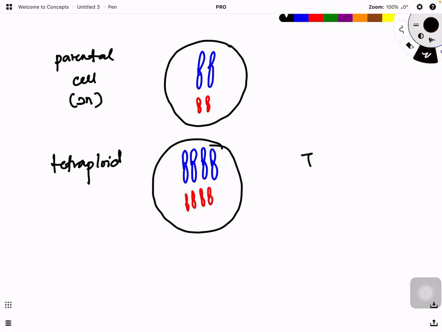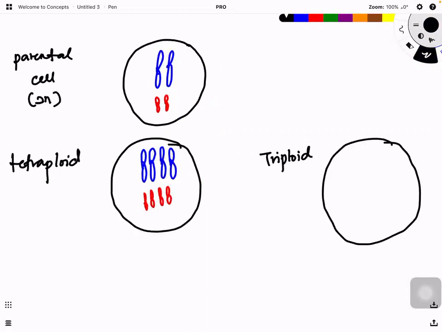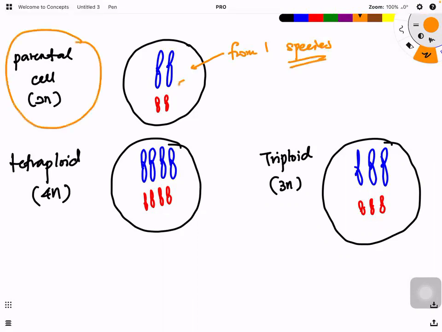Okay, triploid: 3 blue, 3 red. You can see that. So this is 4n, this is 3n. Do you realize that all of them actually inherit the same set of chromosomes from one species? The original parental species only involves one parent. All blue and red, blue and red, blue and red.